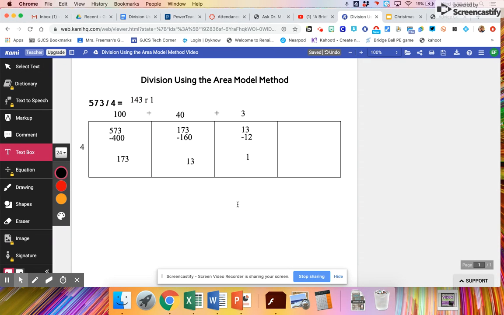So that is the area model method for division and kind of the first method that we're using to teach division with our students. Please let me know if you have any questions.